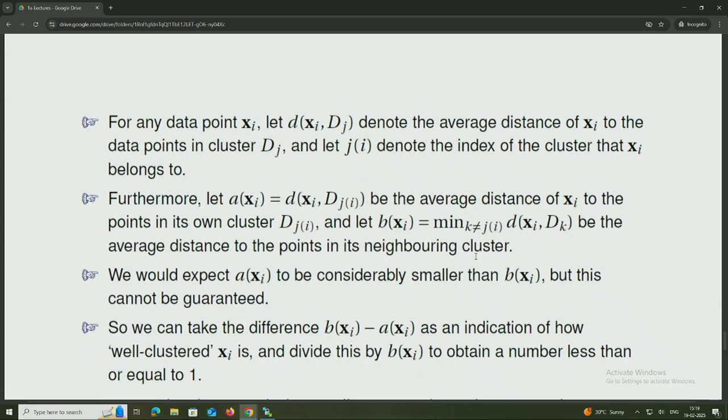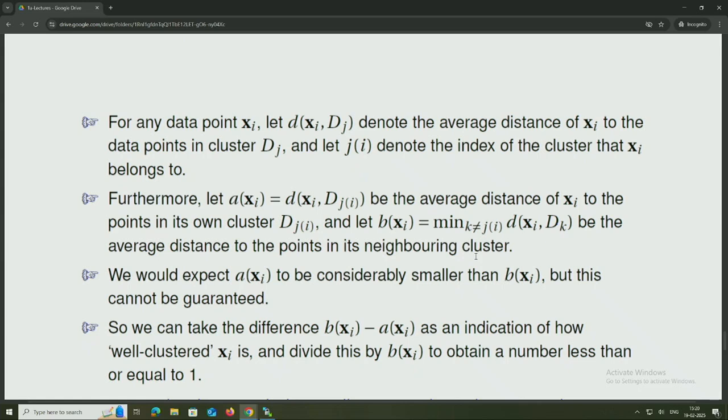Everybody can see these signs? So let's say I'm at any random point in any random cluster. What it's saying is that I will find the distance of these points. This is the average distance of xi to the points in its own cluster dji. So I am the ith point, and ji is my cluster. So this is the first cluster, and I am this. I will take the distance to every point in it and average it out, dividing by 4. Basically, I'll find this distance, correct?